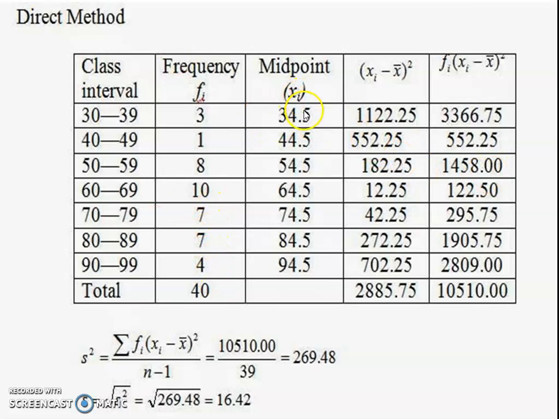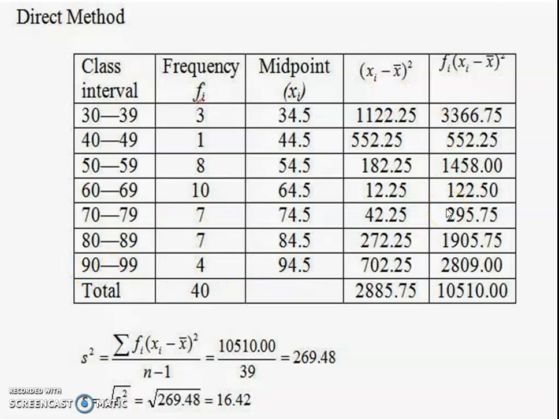Mid value: 30 plus 39 upon 2. It is obviously 34.5. Let us check: 69 upon 2, 2 3s are 6, 2 4s are 8, so 34.5. Yes, right. 40 plus 49, 89 upon 2 is 44.5. 50 plus 59 is 54.5, 60 to 69 is 64.5, 70 to 79 is 74.5, 80 to 89 is 84.5, 90 to 99 is 94.5.